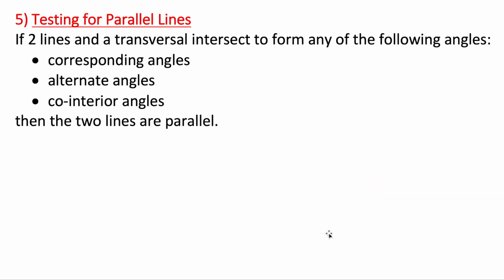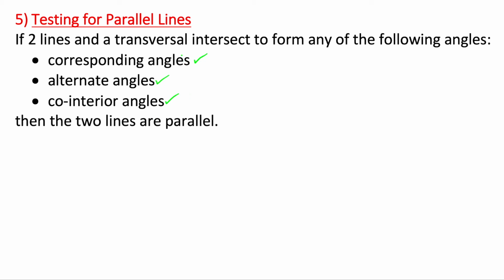Okay, girls, so just notice that we're going to do 5, so I'm not talking again of those relationships. I'm talking about a different subtopic that is number 5, okay? And this one is about testing for parallel lines. So if 2 lines and a transversal intersect to form any of the following angles: a corresponding angle, or alternate angle or cointerior angles, then the two lines are parallel.